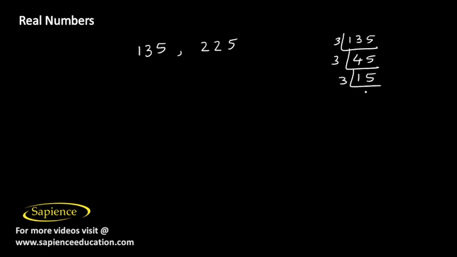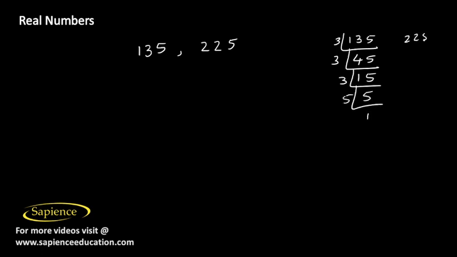Let us see just one more example to be very clear about the prime factorization method. So we'll choose the numbers 135 and 225. 135, if we prime factorize, we can divide it by 3. 3 4s are 12, remainder 1. 3 5s are 15, again by 3. 15 by 3 is 5, and a third time by 3, remainder 5.